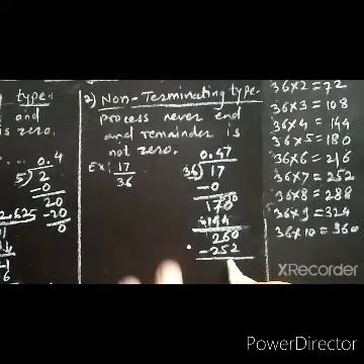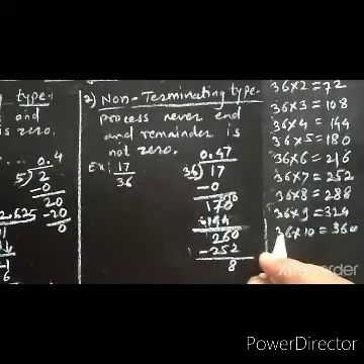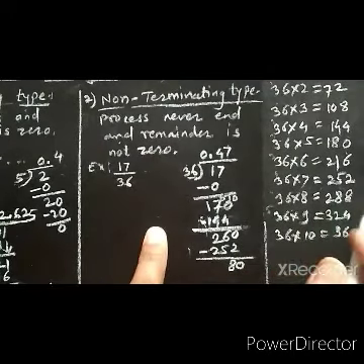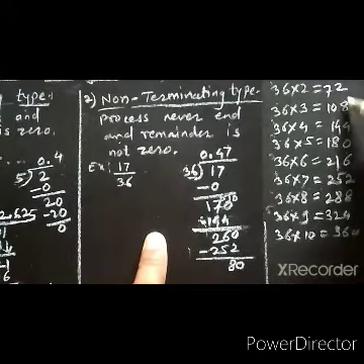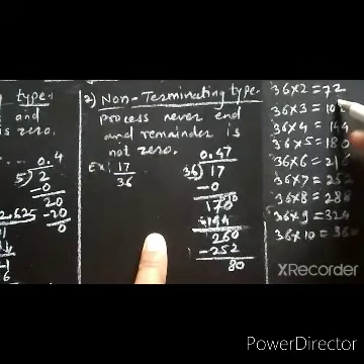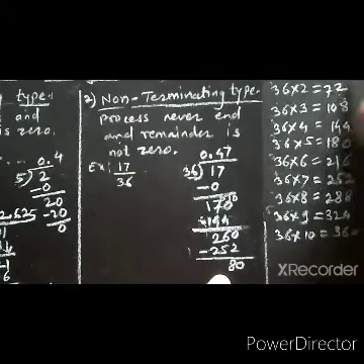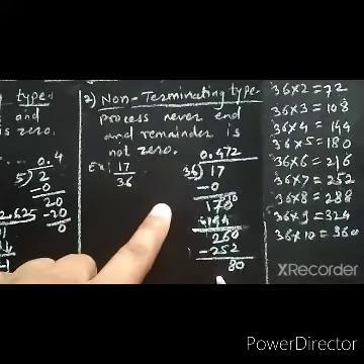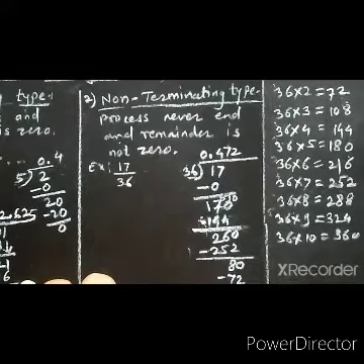Now 260 minus 252, we got 8. Now here we have to take 0. Now we have to find 80 in the 36 table. So it is not there. So here we got 72. Below this number 80, 36 twos are 72. And 80 minus 72, we got here 8.